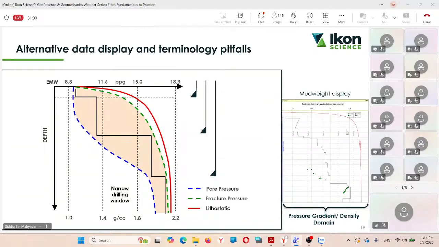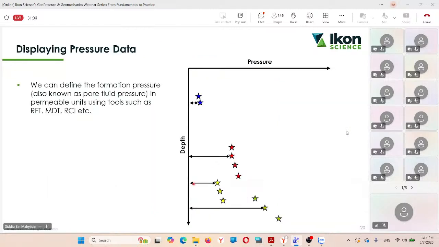All right, we are good in terms of terminology. So here is how we display pressure data. You can see over here, this is the pressure data we get from probably MDT, RFT, from the permeable unit. So we know that this could be from a sand layer, and another sand layer. To better understand this pressure data, we could put it in context. Again, our reference will always be the hydrostatic pore pressure.